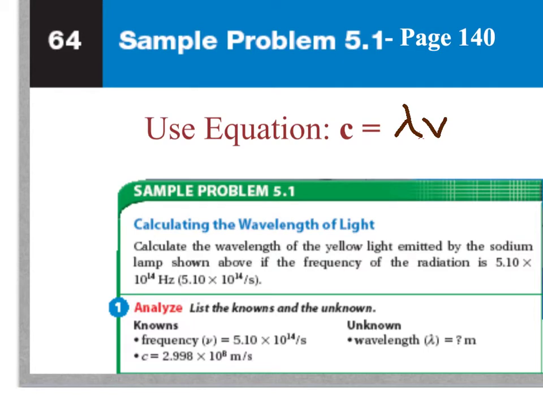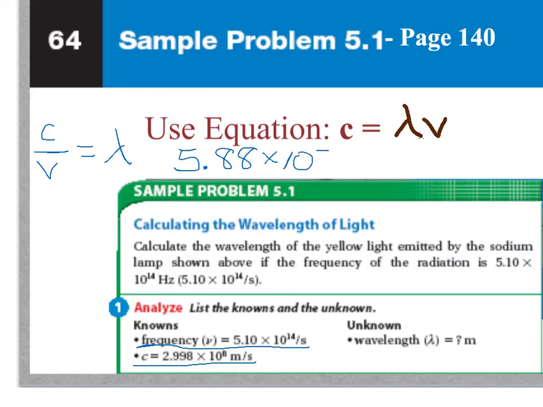So if we wanted to manipulate this equation so we could just find the wavelength, we would make it c over nu equals the wavelength. So this is our c, this is our nu. If we were to divide c by nu, we would put that in the calculator, and the number we would come up with would be about 5.88 times 10 to the -7 meters.